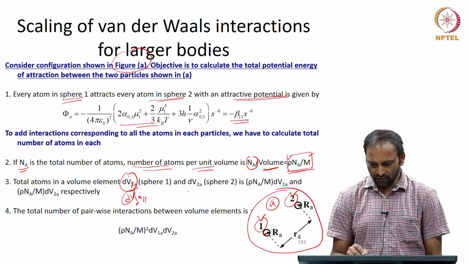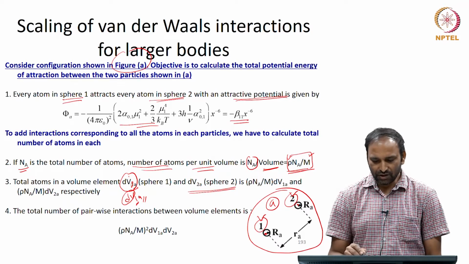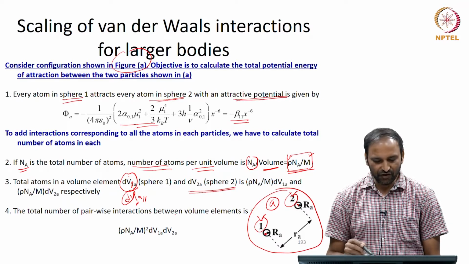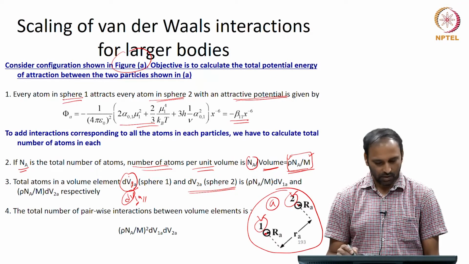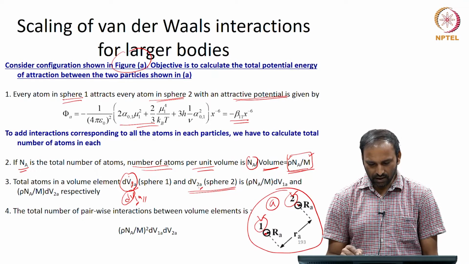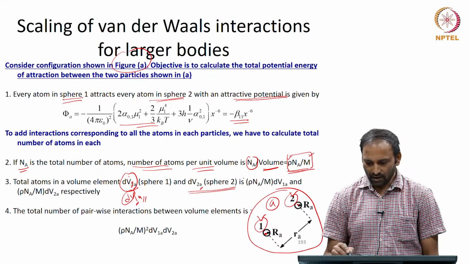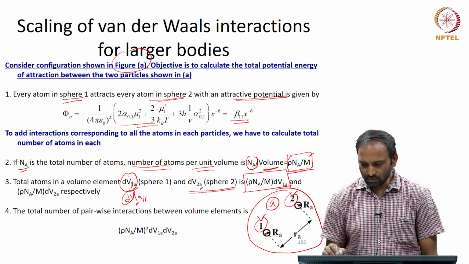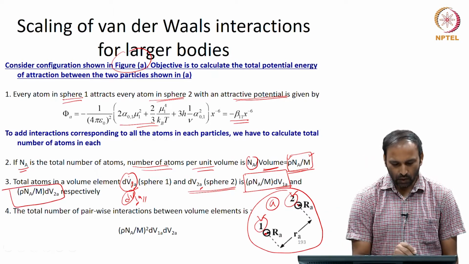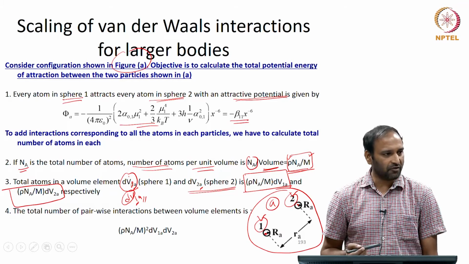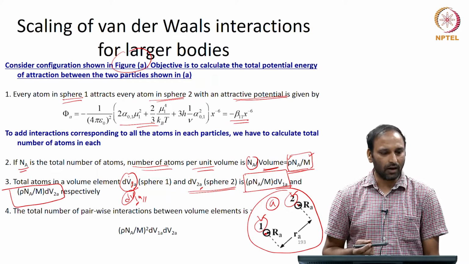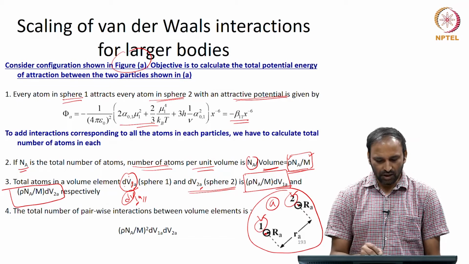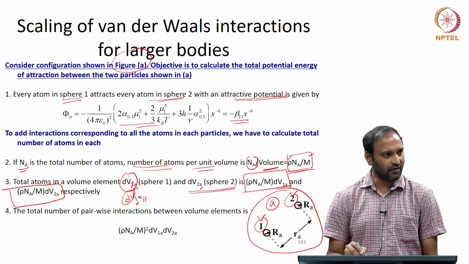Similarly, if dV2A is the differential volume that we have considered in sphere 2, and again corresponding to case A, then this term and this term will give you the total number of atoms that you have in the differential volumes dV1A and dV2A.